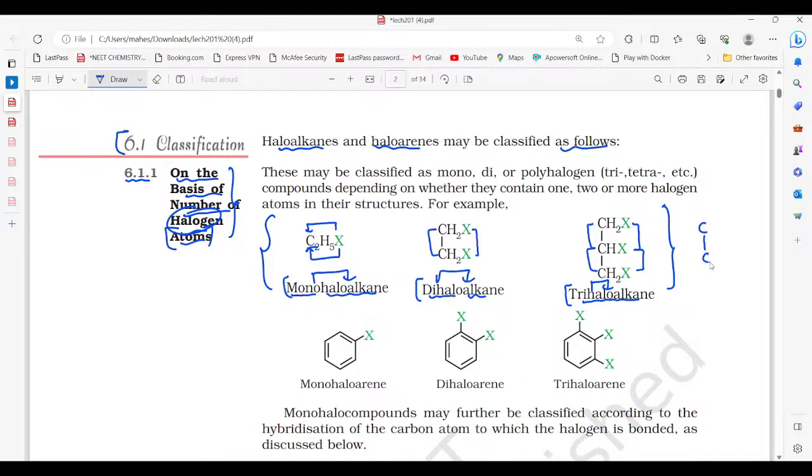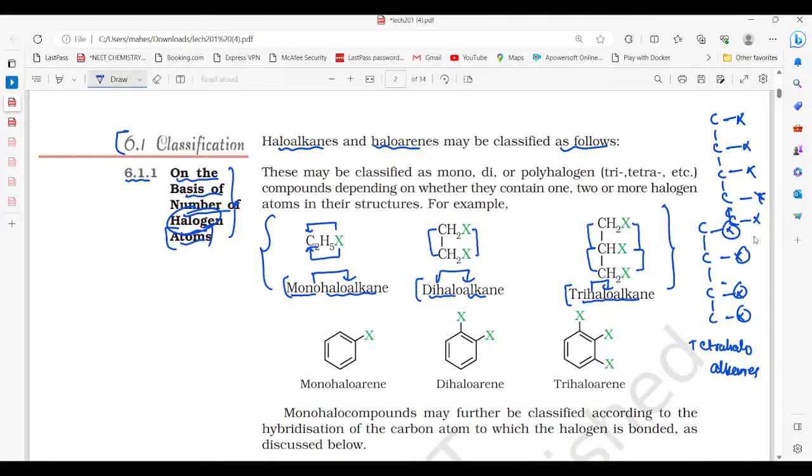If four carbons are present and four halogens are attached, what's the name of this compound? Its name is tetrahaloalkane. If five carbons and five halogens are attached, what is the name of this compound? Pentahaloalkanes. That means here we observe four halogens attached, and here, five halogens. That's why pentahalo, that means five halogens.